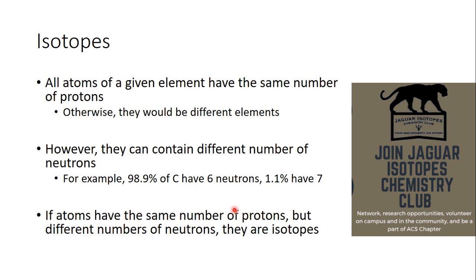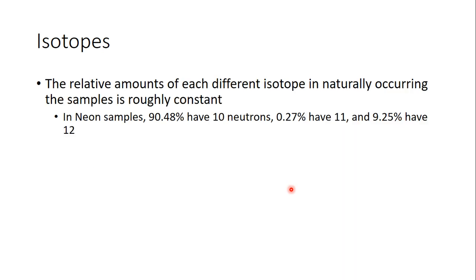And we call these two different types of carbon, or any two different types of elements that have the same number of protons but different number of neutrons, isotopes. And for those of you who are interested, the chemistry club here on campus is actually called the Isotopes, and that is why. It's elements with the same number of protons, but different number of neutrons.